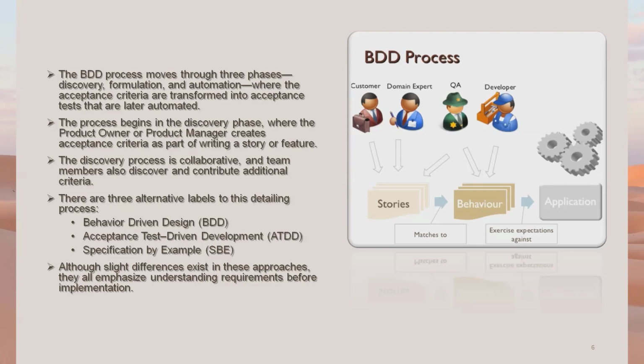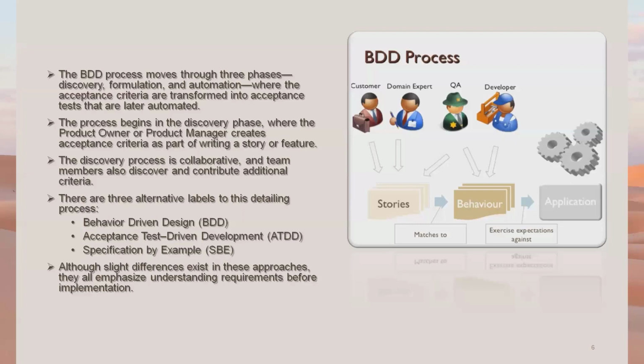The process begins in the discovery phase where the product owner or product manager creates acceptance criteria as a part of writing a story or feature into any project management tool. These project management tools can be Jira or Rally. If you don't know about Jira and you want to learn about Jira and Rally, I've already created a playlist of Jira and Rally. So you can refer to it from my Jira and Rally playlist.